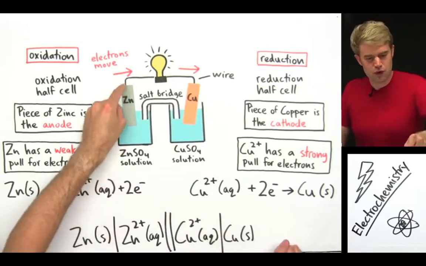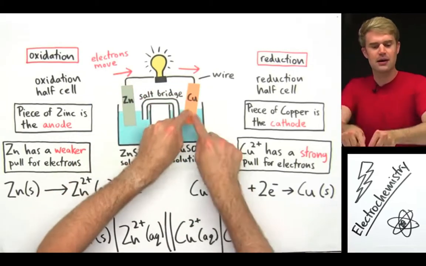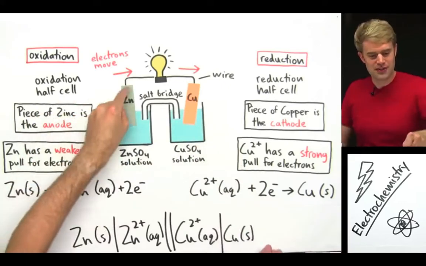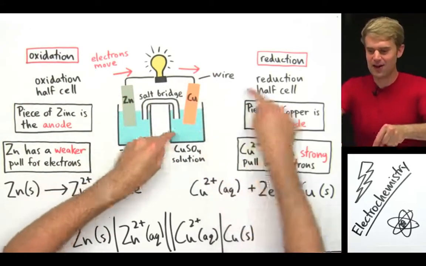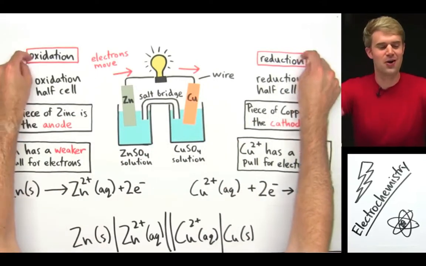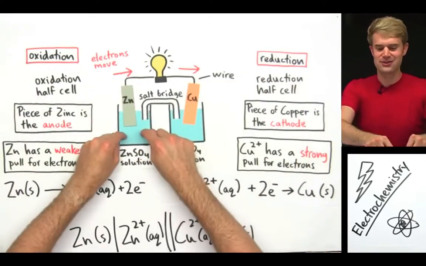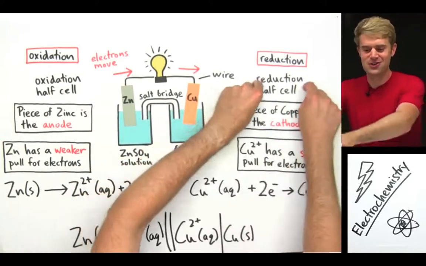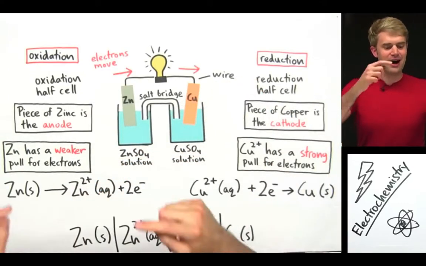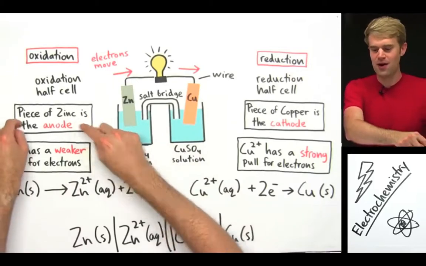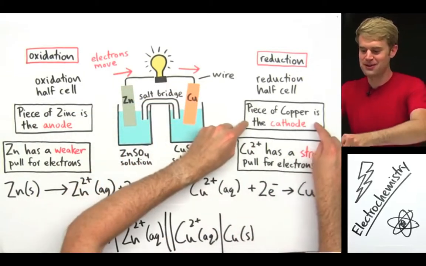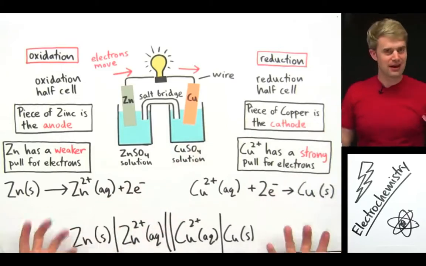As electrons move from the zinc to the copper, they are lost in the zinc, so oxidation takes place, and they're gained here in the copper, so reduction takes place over here. We call this the oxidation half cell, and we call this the reduction half cell, because oxidation is happening over here. The piece of zinc is the anode. Because reduction is happening over here, the piece of copper is the cathode.